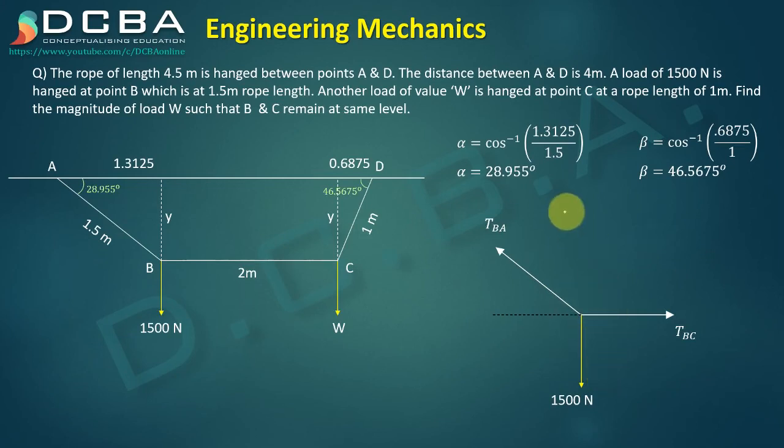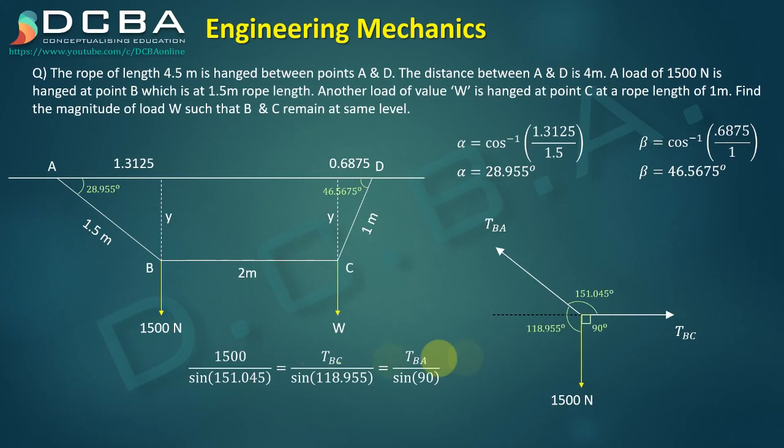First we'll draw the FBD of B, because as I told you, we have to compulsorily apply Lami's theorem at point B first. This is your angle alpha. This would be 180 minus alpha. This is 90 and this is 90. So by applying Lami's theorem, we get T_BC as 2711.0911 and T_BA is 3098.3891. Actually this is not required, but just for your knowledge we can find it.